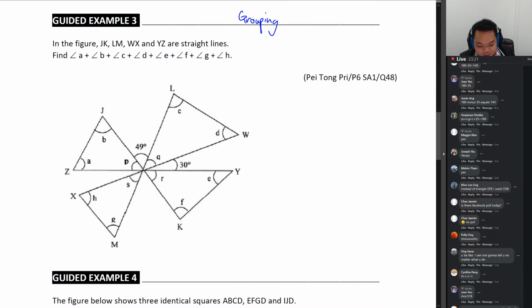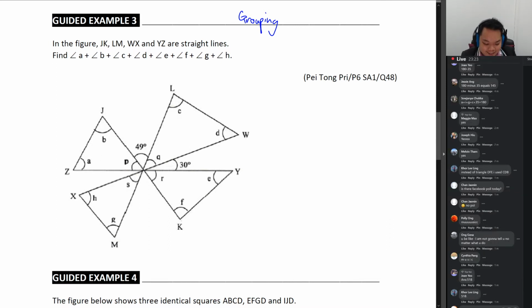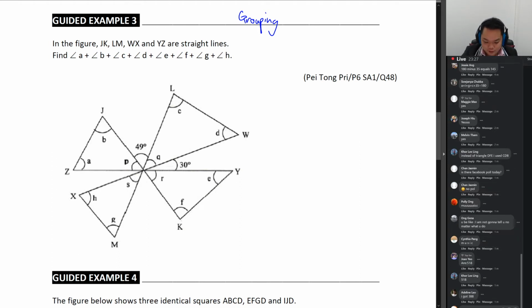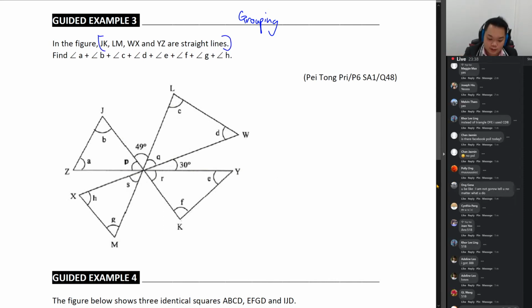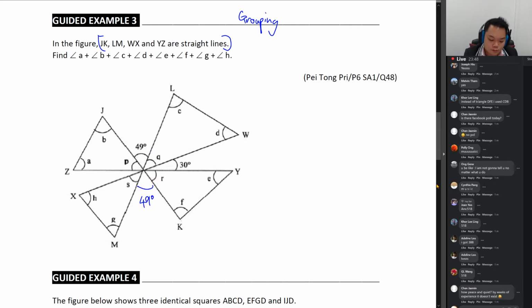Okay. So to deal with this, let's just look at all these in totality first. All these lines are straight lines. What are the implications? This and this are straight lines. It means that we can use the vertically opposite angles property for this.